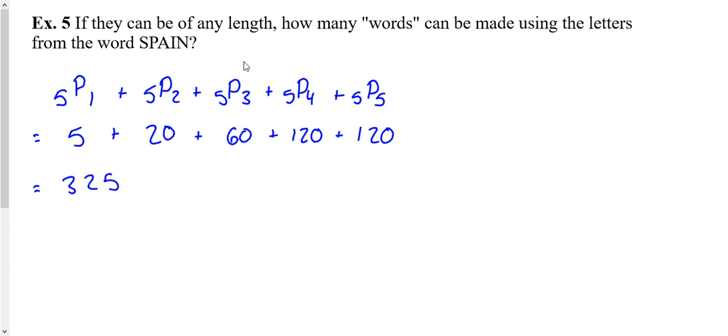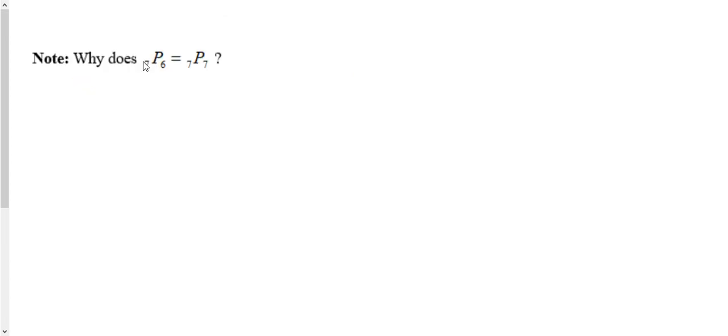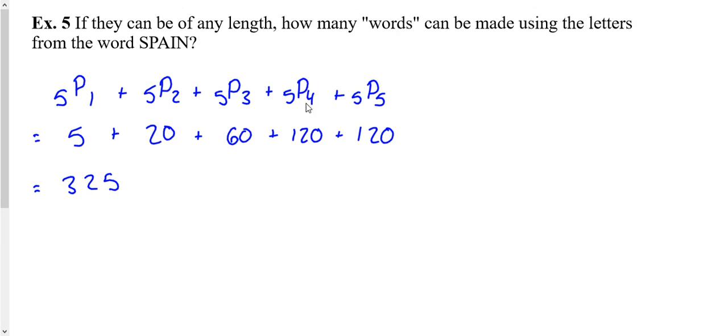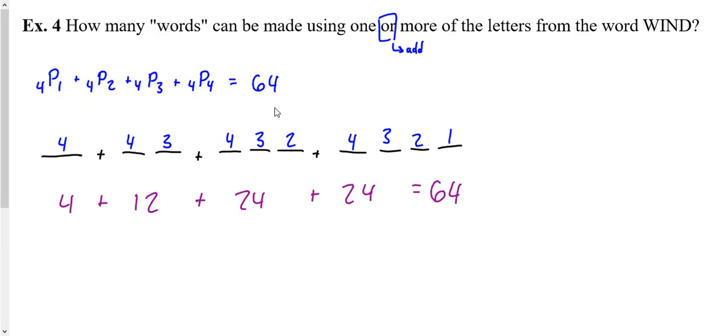325 possible words that could have been made of any length. We have a quick note here before we move on. Our note says, why does 7 pick 6 and 7 pick 7 the same thing? And if you go back, why is 5 pick 4 and 5 pick 5 the same? Why is 4 pick 3 and 4 pick 4 the same? And this is probably the best example right here.